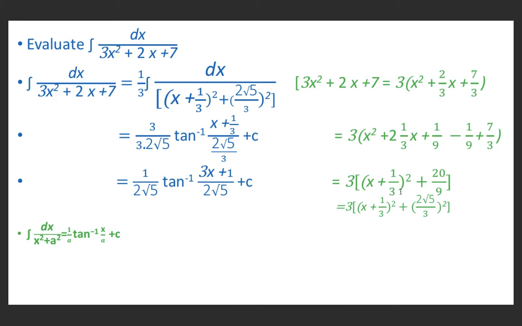So this may be written as x plus 1 upon 3 whole square plus 2 root 5 upon 3 whole square. 20 is 2 root 5 whole square and 9 is 3 whole square. So we have expressed 3x square plus 2x plus 7 as a sum of squares of two terms. Because we have 3 here, 1 upon 3 may be written outside, since 3 is in the denominator. So x plus 1 upon 3 whole square plus 2 root 5 upon 3 whole square.